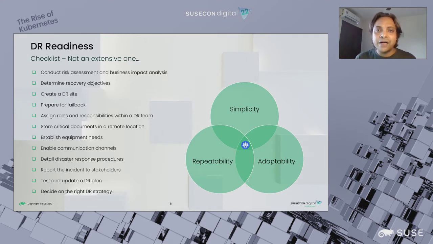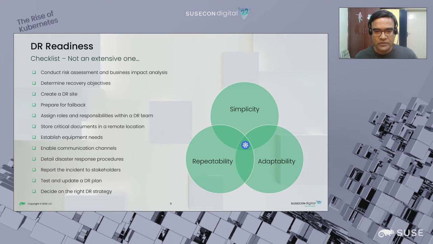We have to have a common repository in case of a disaster event. Those repositories and documents can be accessed and understood clearly. We have the necessary tooling and equipment in place. We have the right channel to communicate. We should have detailed disaster recovery and response procedures in place. We have the right stakeholders to respond to the incident. We must test our plan rigorously, multiple times. And last but not least, we should have the right disaster recovery strategy in place.